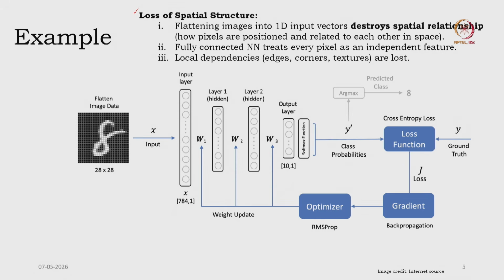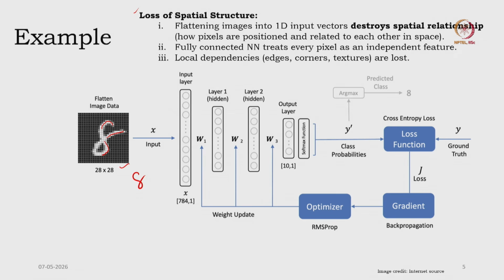Now, if you look at this particular image, here we have a curve, and we have a line here. So this is how an 8 is written. In this, every pixel has a relation with its neighboring pixels, and every pixel is positioned in a particular place. Now, when we convert that into a single vector, we are going to lose that relationship. The spatial relationship is lost, that is, how pixels are positioned and how they are related to each other. And that is the first point.